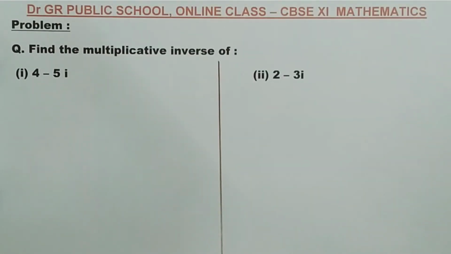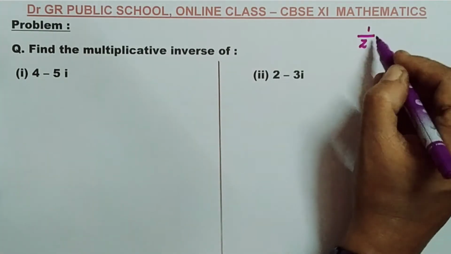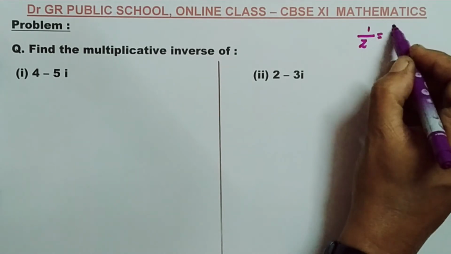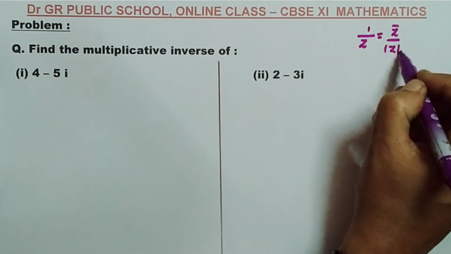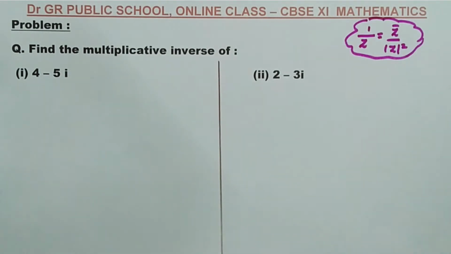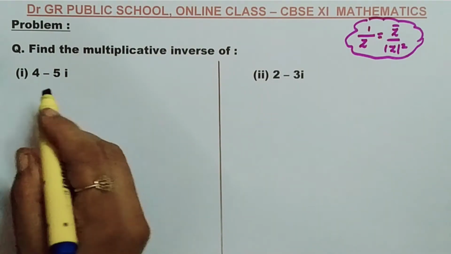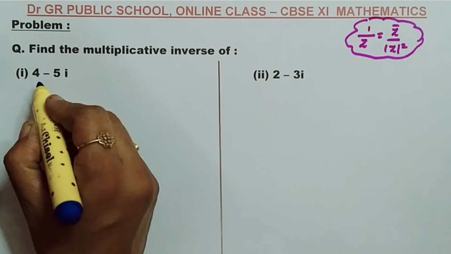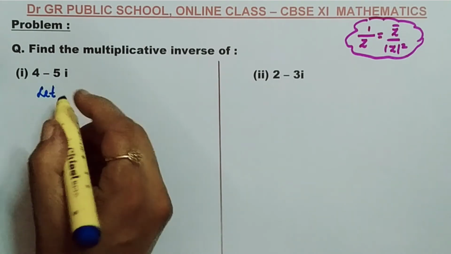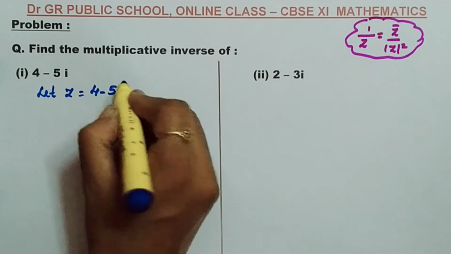Let's do a problem. Before starting, remember the formula to find the multiplicative inverse: 1 by z equal to z bar by mod z square. Very important result for finding the multiplicative inverse of a complex number. Using this result, we are going to find the multiplicative inverse of, first question, 4 minus 5i. To do that, you need to take the given number as z. Let z equals 4 minus 5i.